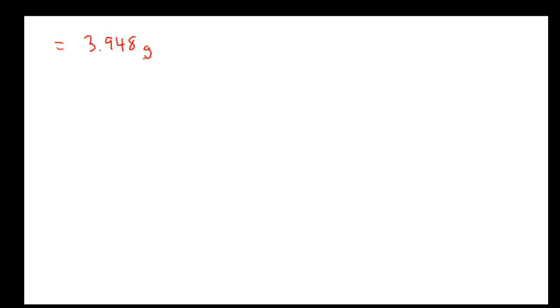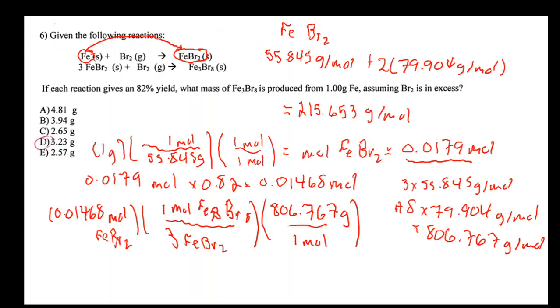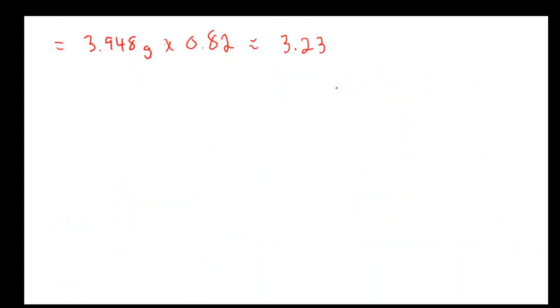Oh, wait, did we multiply this by the 82? We haven't. Oh, okay. So this is our theoretical yield for the second reaction. But remember it said that every reaction had an 82% yield. So in order to determine the actual yield, we'll just multiply that by 0.82 for 82%. Which gives us 3.237 or 3.24. Yeah, so 3.23. Close enough. We were playing fast and loose with the sig figs there, so it's probably just a difference in rounding. So that would be your answer.